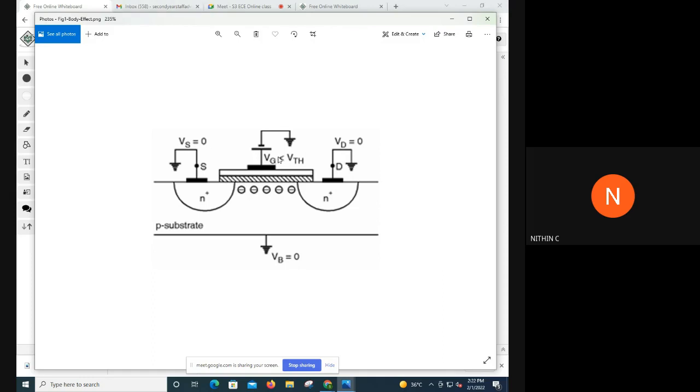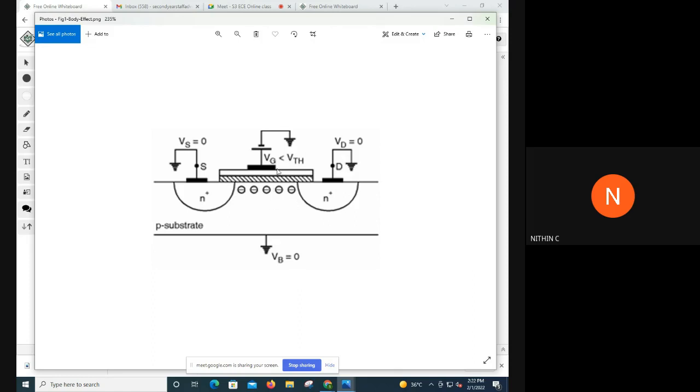So if you are applying a voltage VG that is less than VTH, you will be having the depletion mode of operation. Here I have applied VD as 0, VS as 0, and VB is also 0. So you are not having a channel here.